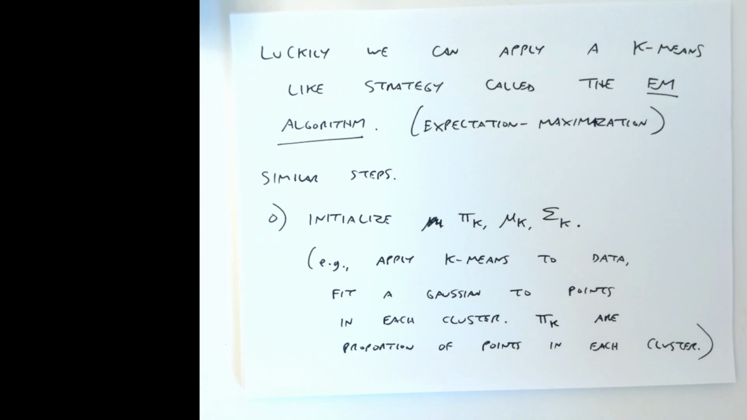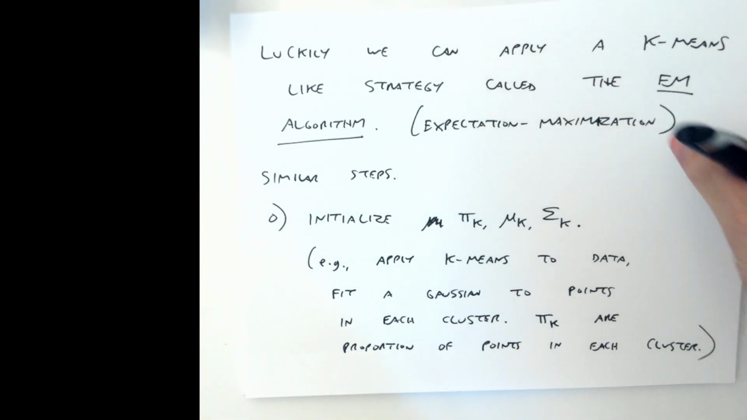And so now what I'm going to do is this kind of back and forth step, right? Well, what do we do in k-means? In k-means, we assigned points to clusters, right? So I'm not going to do a hard assignment. I'm going to do a soft assignment. OK. So what are the E step and the M step?